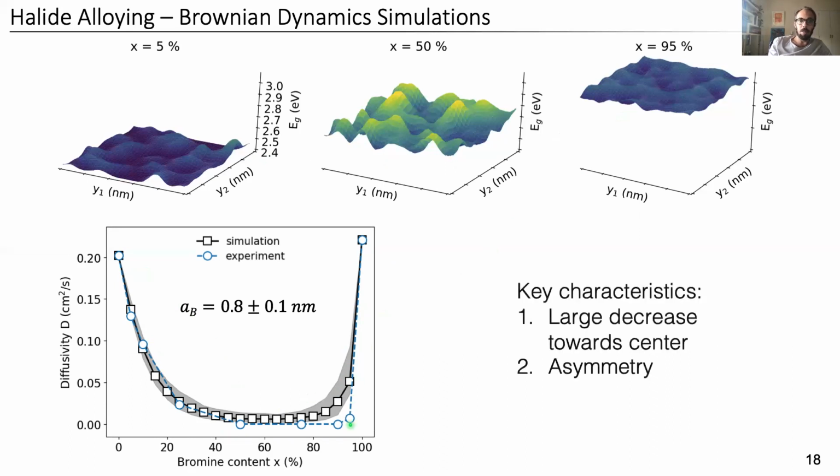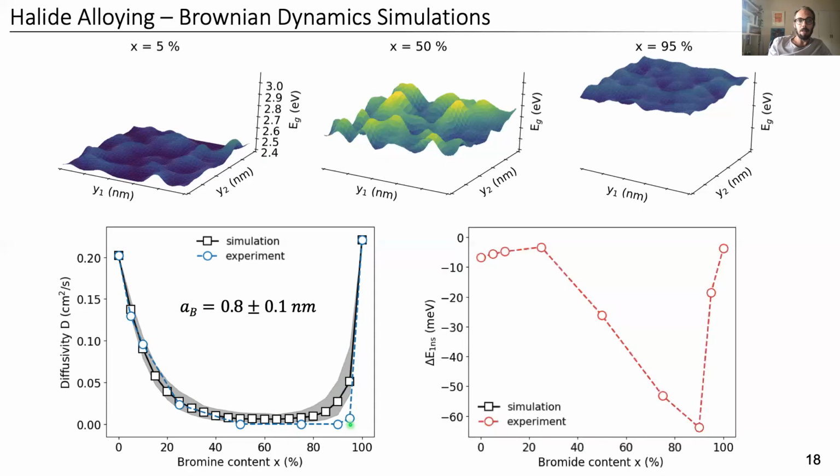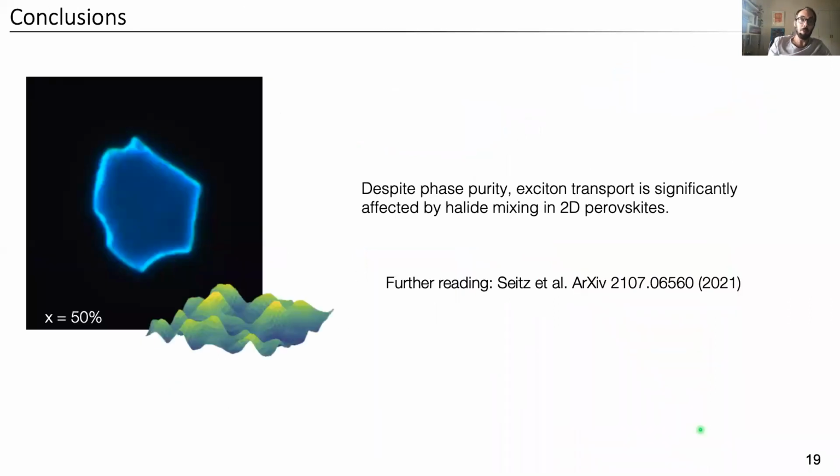We can also extract the transient redshifts from our simulations as well. And we also see there a very similar picture, even though it doesn't drop as deep as what we see in the experiments. And this could be due to additional effects of the mixing, such as strain that is introduced that is not captured in our model. So to conclude, despite the phase purity, exciton transport is significantly affected by halide mixing in 2D perovskites.